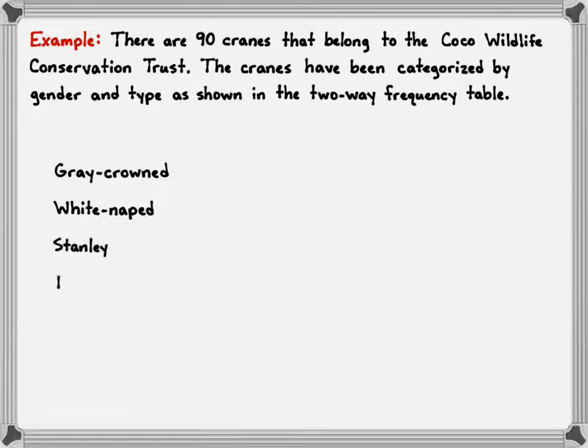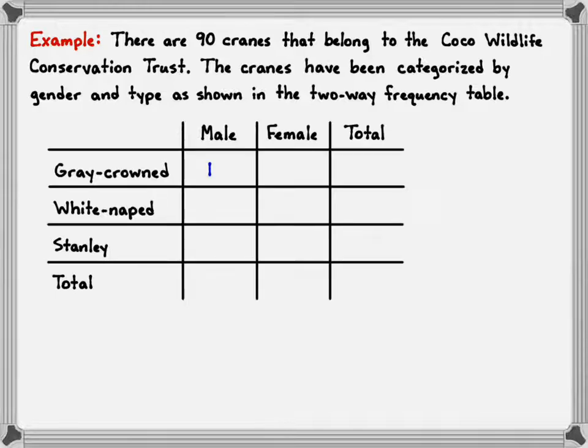So we have gray-crowned cranes, white-naped cranes, and Stanley cranes, and then we have male and female cranes broken up like that. Now, I've only filled in a certain part of the table because I've given you enough information to fill out the rest of the table. So go ahead and try to fill out the rest. Pause the video and then come back and check your answers.